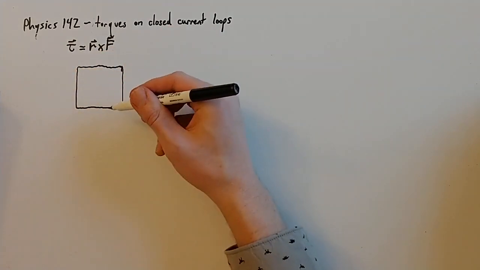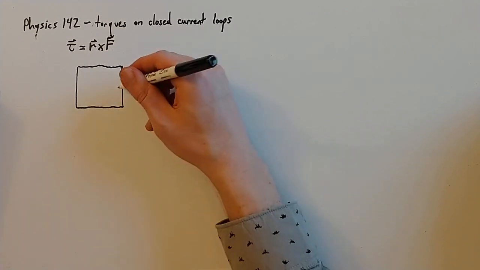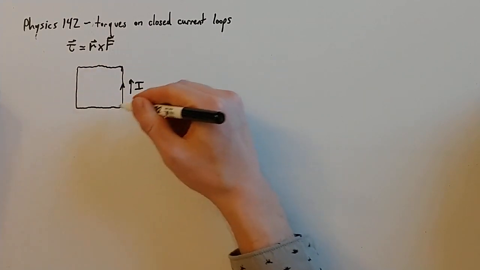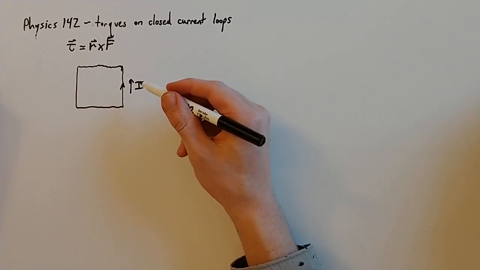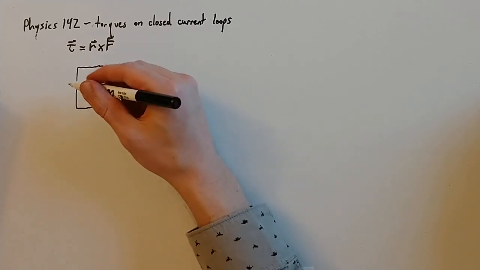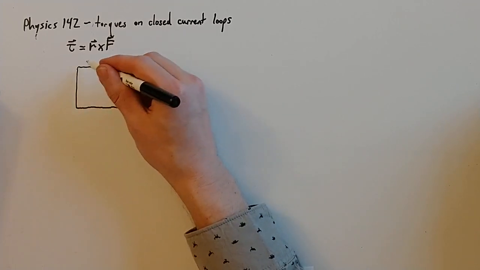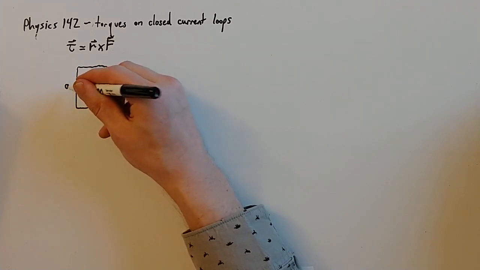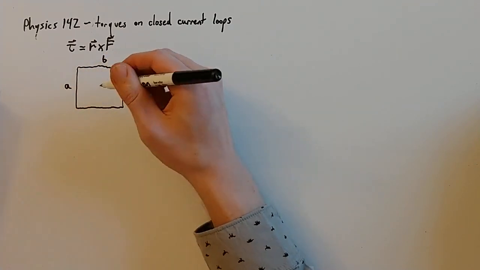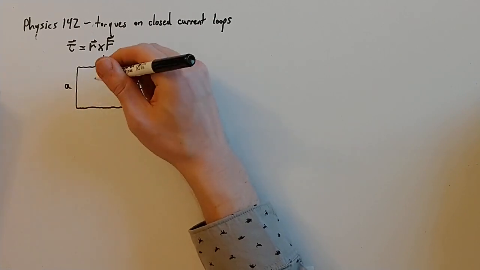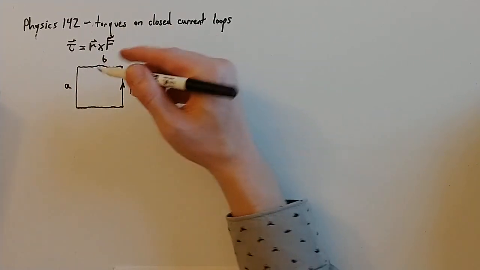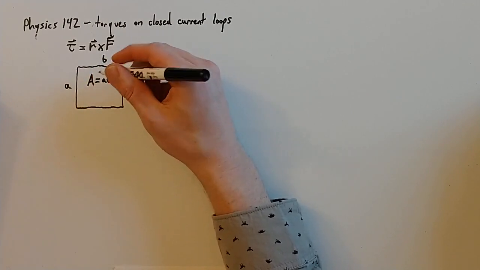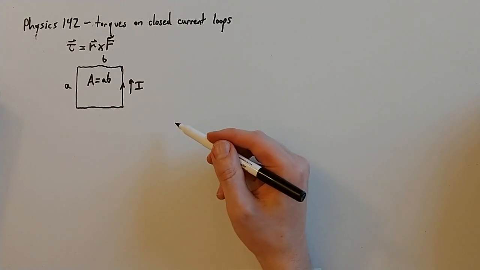I'm going to run some current I through this wire. Maybe I'll run it counterclockwise through the wire. And let's give this wire some dimensions. Let's call this side length a and this side length b. That means that this loop of wire must have some area to it. The area is going to be equal to a times b. That's the area of this wire.